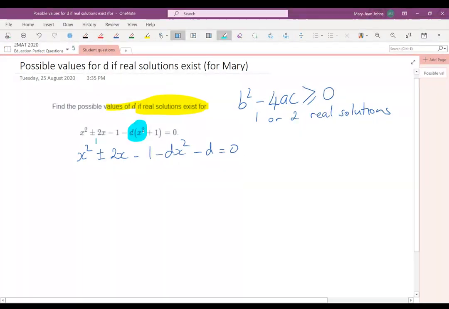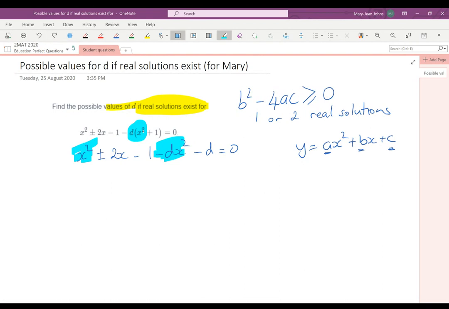Now I'm going to bring my x squareds together, because remember the general form is y equals ax squared plus bx, oops, that was a funky x, sorry girls, plus c. And I want it in this form with my a, my b, my c, so that I can put it into my lovely discriminant here. Okay, so let's start collecting our like terms.